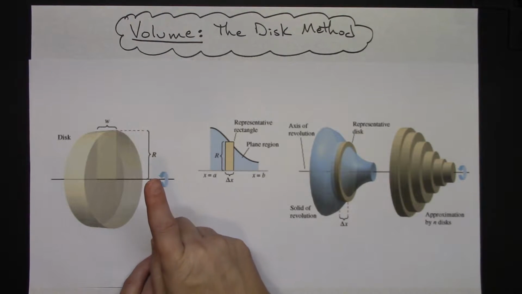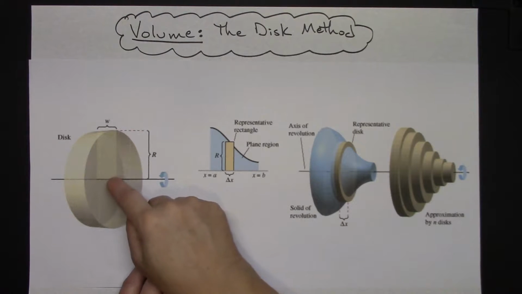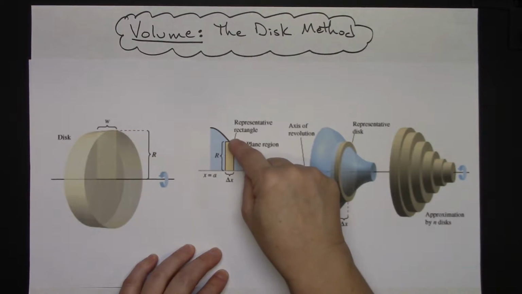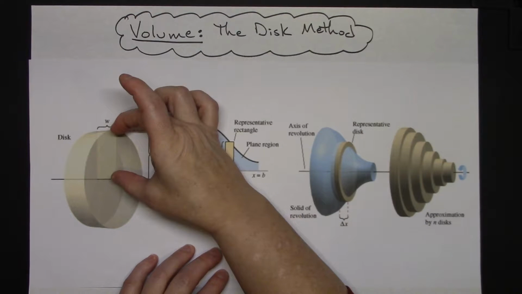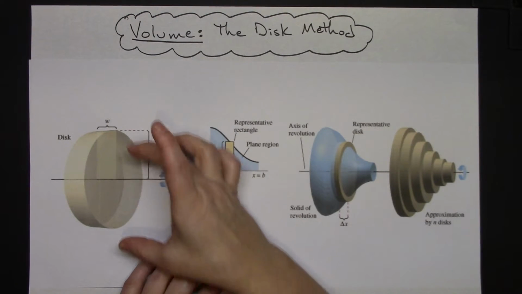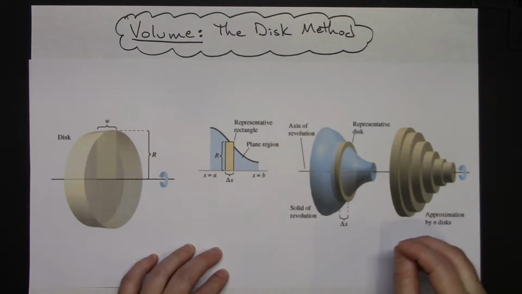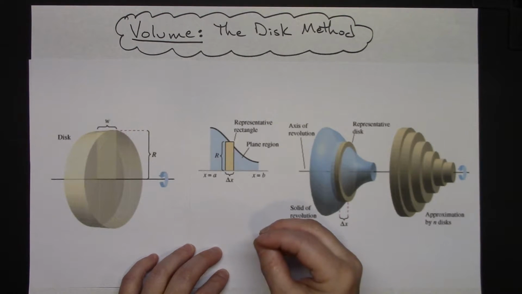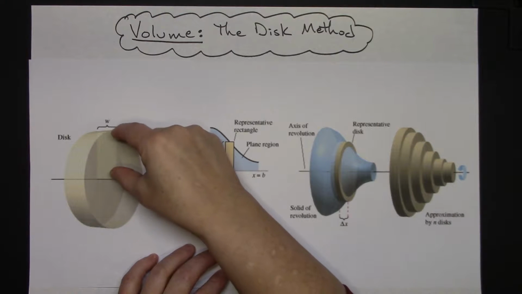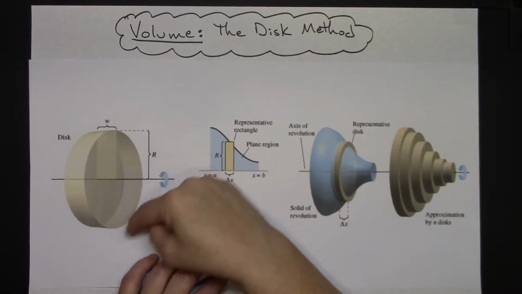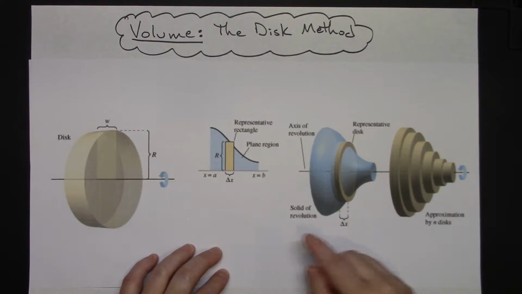One representative disk. Now the distance from the x-axis up to the curve ends up being the radius of that disk. All the way across would be the diameter, this would be the radius. So later in the video when I'm referring to the radius, this is what I'm talking about, the radius of that representative disk that gets revolved around.